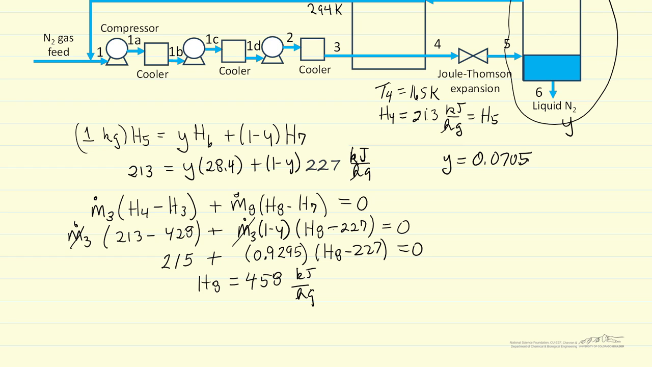So now we've shown that 7% of what we feed to Joule-Thomson is converted to liquid. Whatever mass flow rate we have at 6 must be the mass flow rate coming into the process, since we're at steady state. Now we can use this information to also then do calculations for the compressor, which we'll do in another screencast.